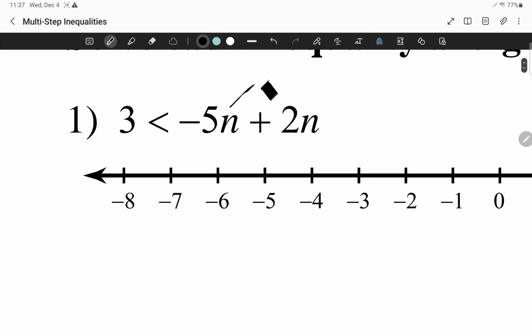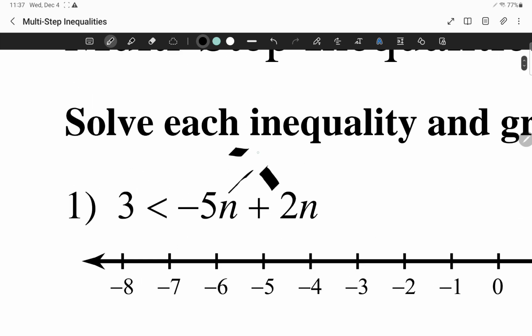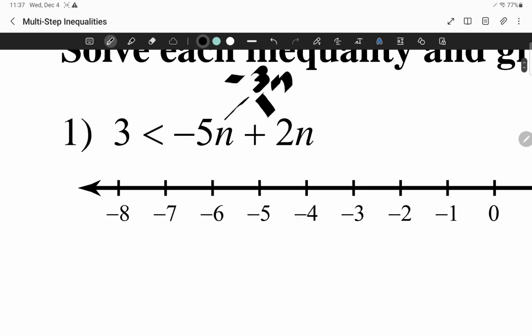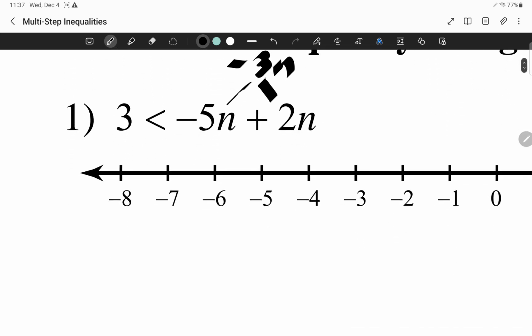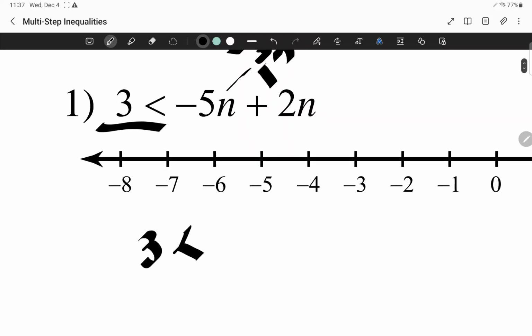So if I combine these two, negative 5 plus 2 is going to be negative 3n. Now, here's where people also start getting confused. Well, what did I do with this? Nothing. So I'm just going to bring it up. So it's going to be 3 is less than negative 3n.